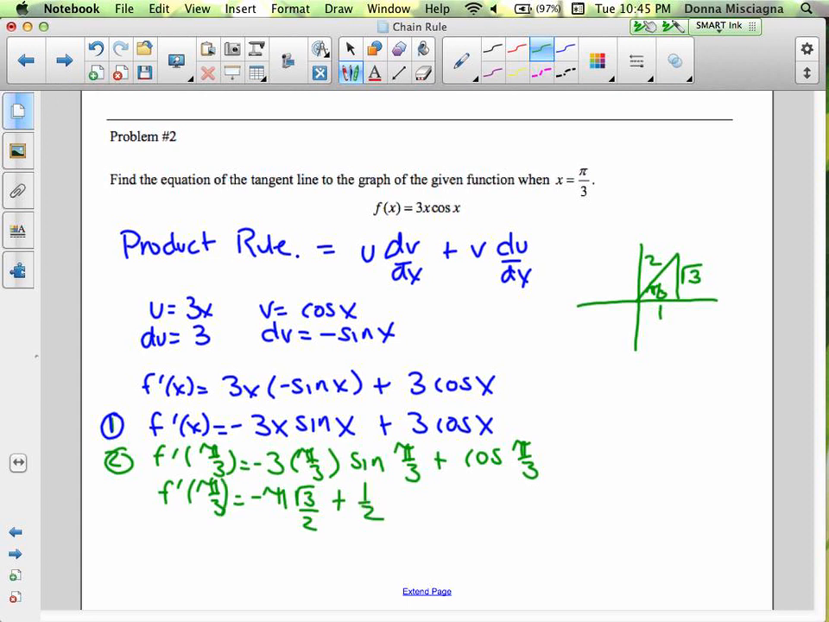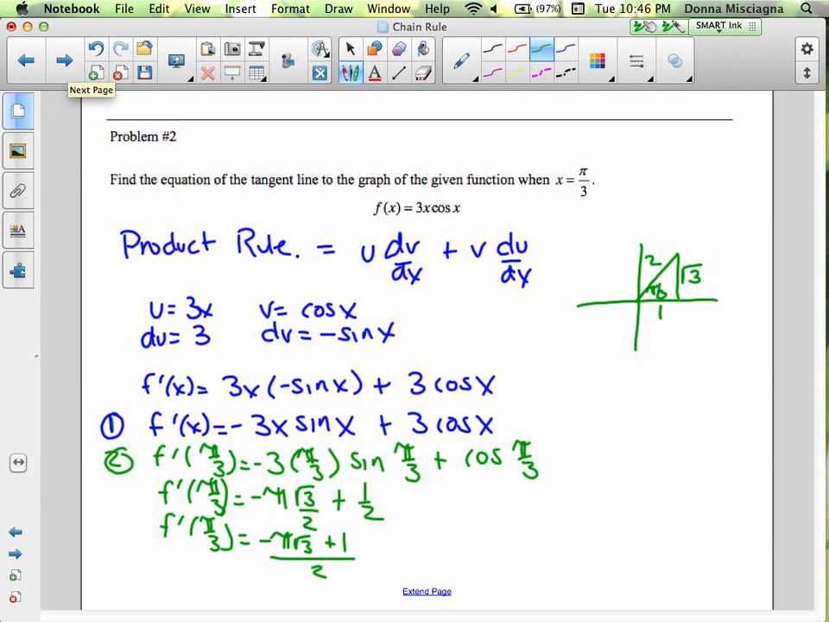Right? Oops, lost a parenthesis. So not a very pretty number, right? But that is our slope there. We could make that one fraction though. They both have a denominator of 2. We could say negative pi square root of 3 plus 1, or you can put the 1 first if you don't want the negative, all divided by 2.